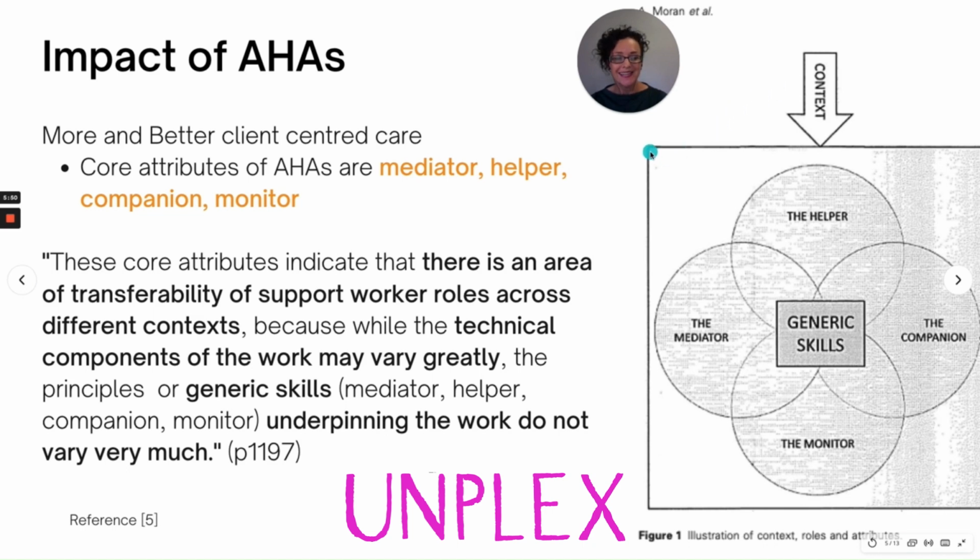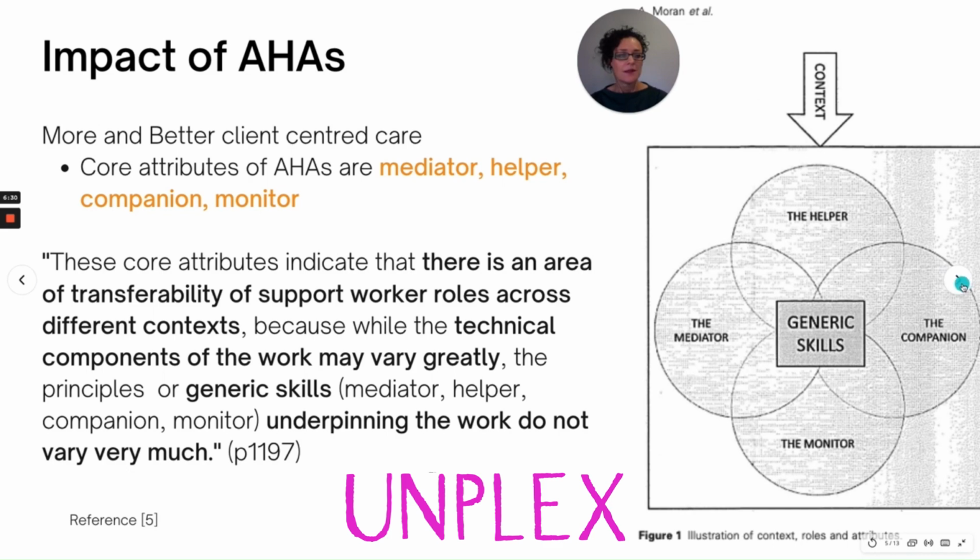But what remains steady for most allied health assistants are these 4 core attributes, and we're going to call them generic skills. And what we know about those generic skills is that it's those skills that can influence client outcomes and can influence your connectedness of care and client-centered care, as well as the technical components of the work. And it's the technical components of the work that comes from your context, where your context is defined by who is in your team and what skills and knowledge they have and how they impart that to the allied health assistant.